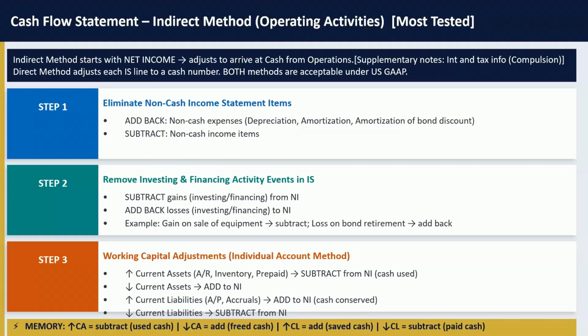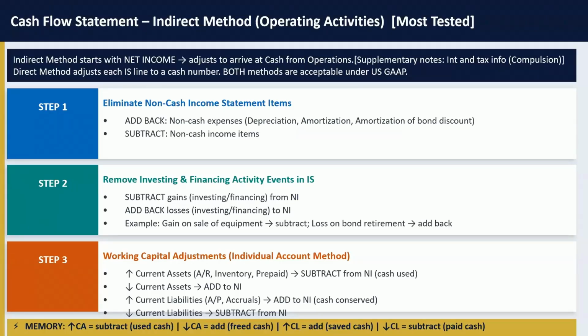That is why if current assets are increasing, that means you had to receive cash from somebody, but you are delaying that for a future period, which is reducing your cash inflows. That is why an increase in current assets, you will be subtracting from net income, because it is reducing your cash inflows. If there is a reduction in your current assets, you will be adding it back to net income.